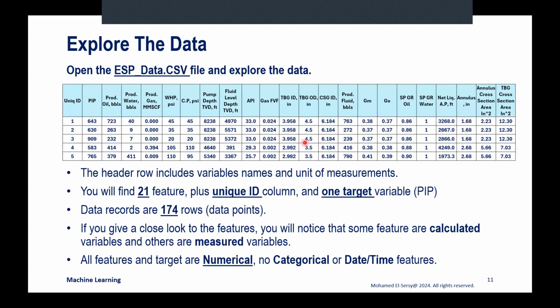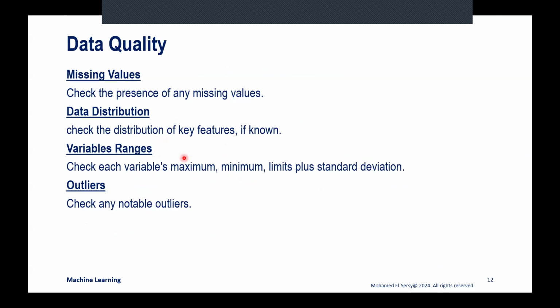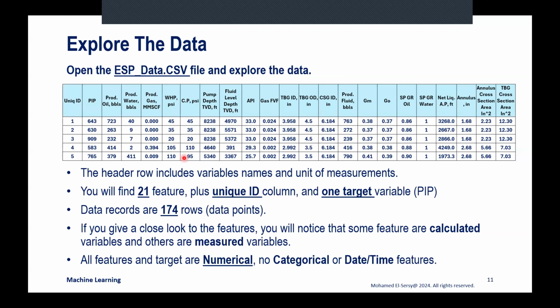So you need to have a quick look at the data, because when you're building the model, the quality of your model depends on the quality of the data. So for example, you cannot have wellhead pressure with a negative value. So you need to check the limits of each parameter you have before continuing to the next step. But the data we have here is already cleaned. It doesn't have any missing data. It's already prepared for building the model. And we have just a sample data set that consists of 174 rows.